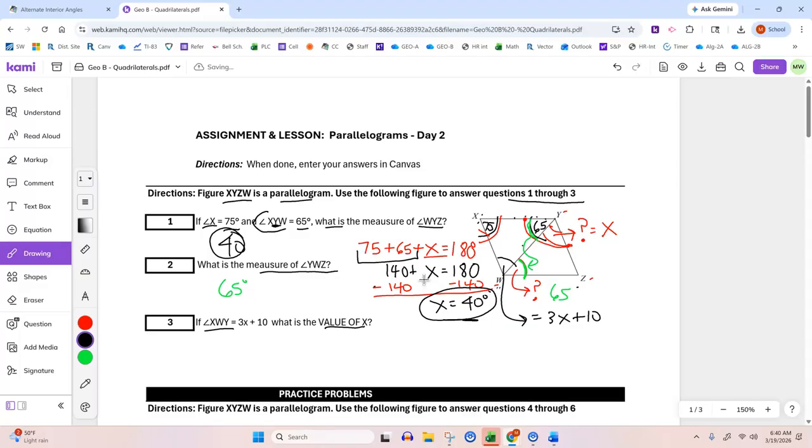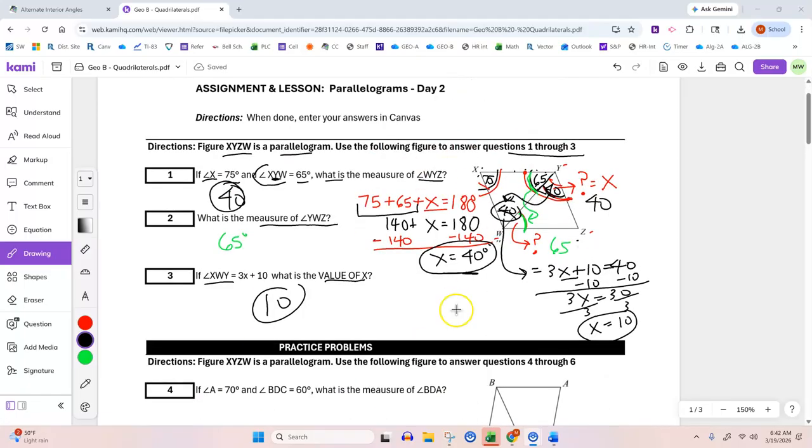Well, we already know that this one over here is 40, right? So this right here is 40, okay? Well, this is on the opposite side of this one, so this angle and this angle are the same, right here. So this is also going to be 40, right? But this is telling us we need to find the value of x. So we need to set up an equation like that. Minus 10 minus 10, 3x equals 30, divided by 3. So we get 10 for that one. Okay, so that's how we do these kind of problems.